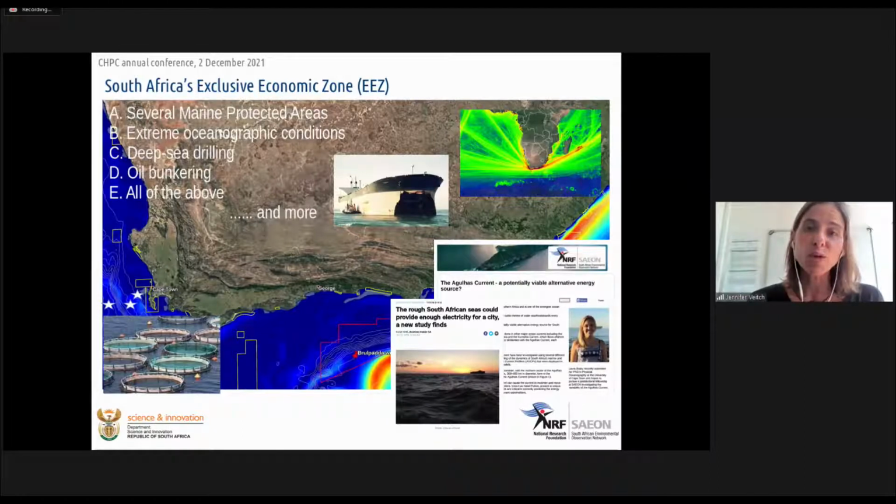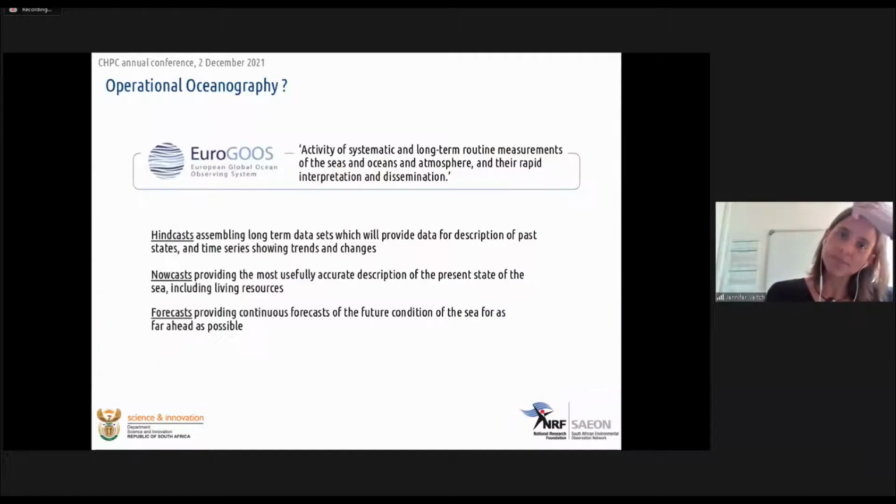So while this booming offshore industry contributes to Operation Phakisa and its goal to utilize the ocean's economy to boost our GDP, as custodians of the environment, or the marine environment in particular, we are obliged to ensure that this is all done in a sustainable way, and that we can produce appropriate ocean information to feed into management and mitigation decisions, and good marine governance in general.